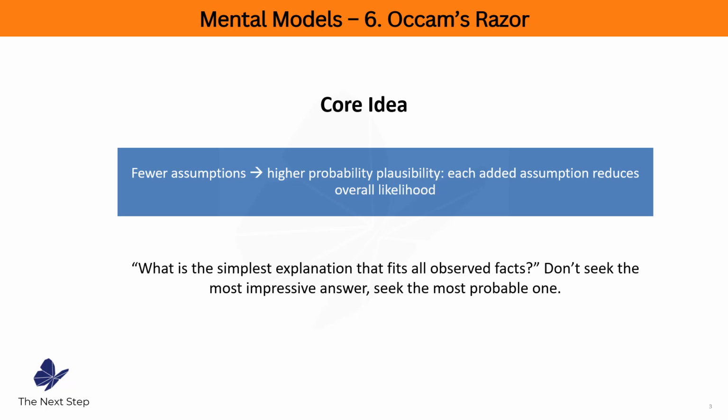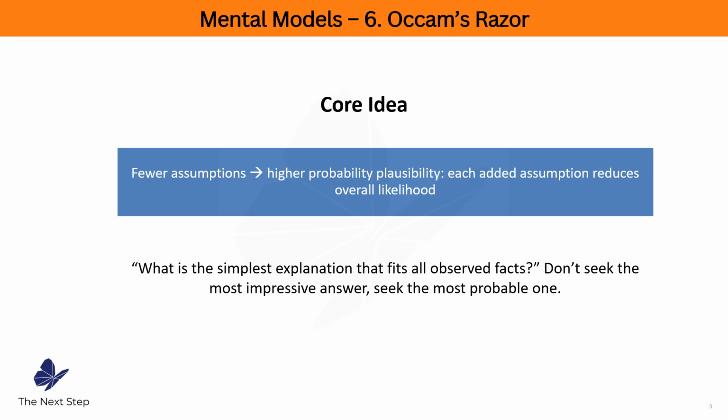Every time you add an assumption to a theory, you decrease its statistical likelihood of being true. For a complex explanation to be correct, every single one of its constituent assumptions must also be correct. If an explanation requires 5 separate ifs to align perfectly, while a competing explanation requires only one, the latter is statistically more robust. So in any field, complexity is often used as a mask for a lack of data.